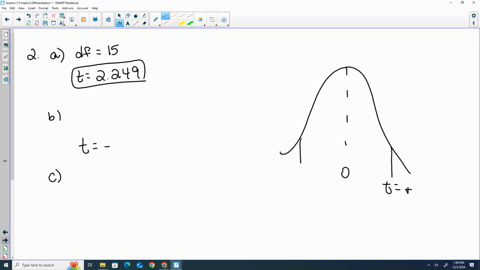My alpha is 0.005. So go over to column 0.005. And 26 is the degrees of freedom. So down to row 26. So we get negative 2.779.